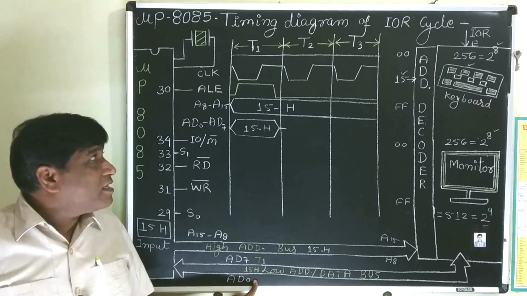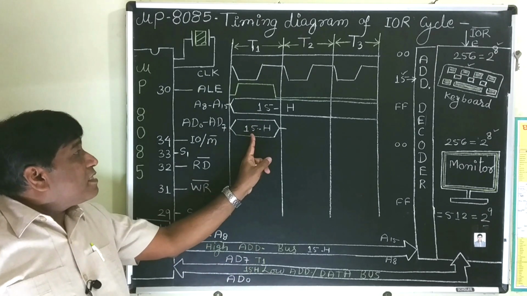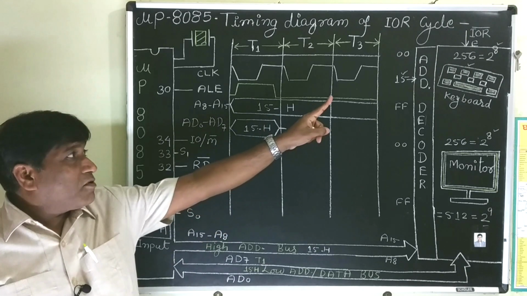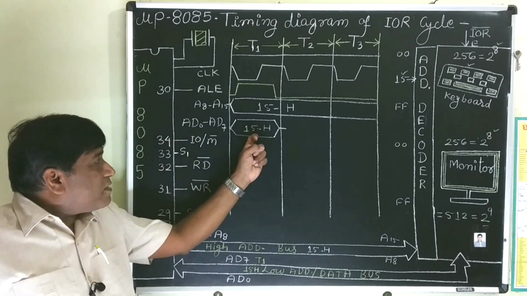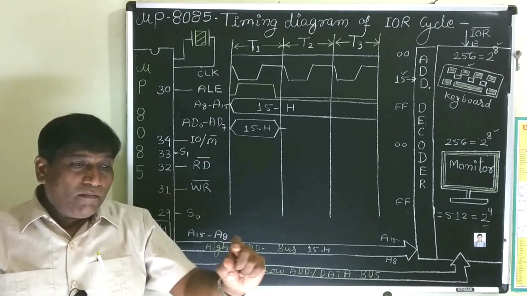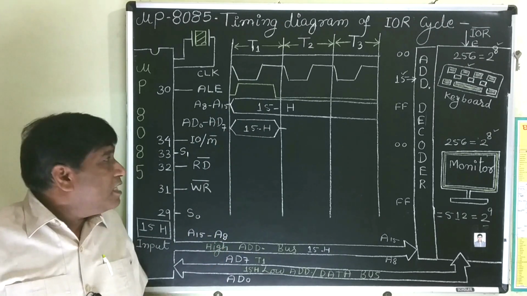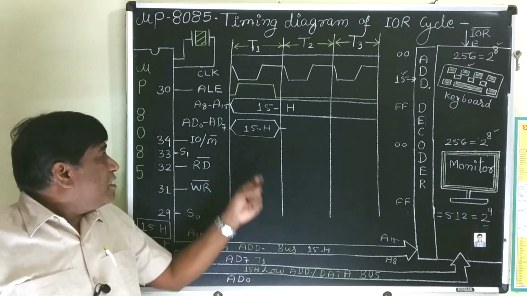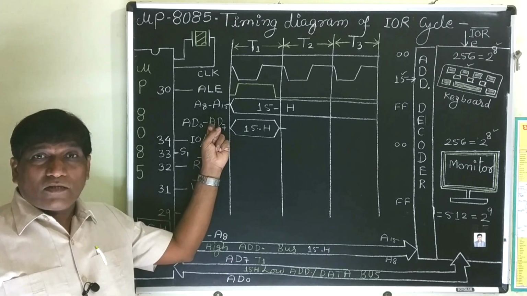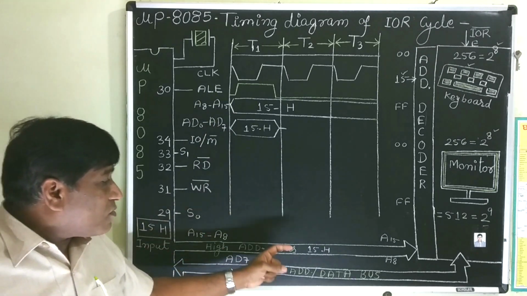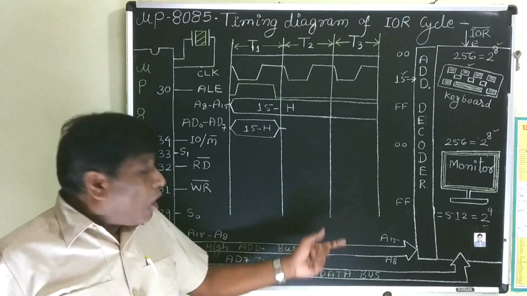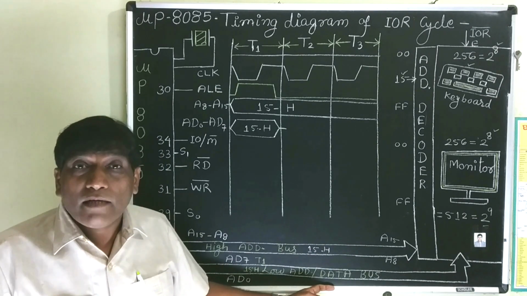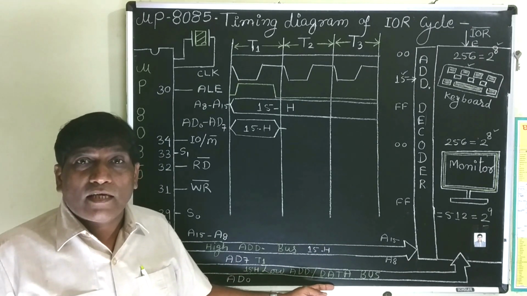So at time T1, whenever ALE is enabled, the address of the input device, which is an 8-bit address, means duplication of this address is there. The same address will be there in the higher order address bus as well as in the lower order address bus, which means we should not use all the buses. We can use higher order address buses, or we can use lower order AD buses. Any buses can be used.